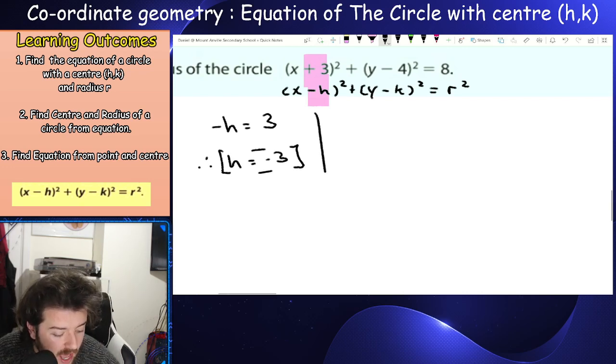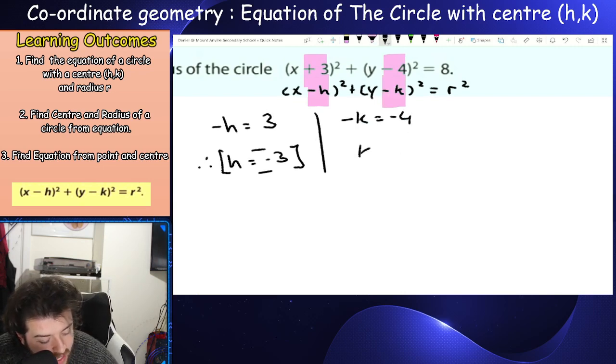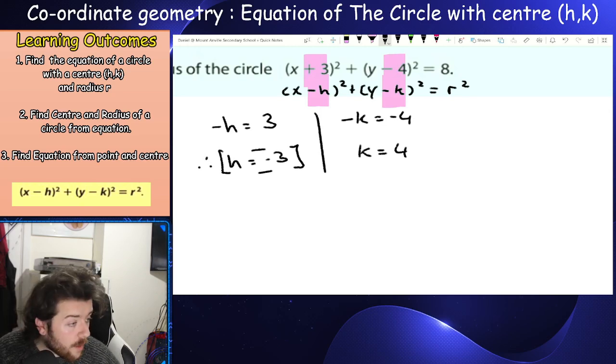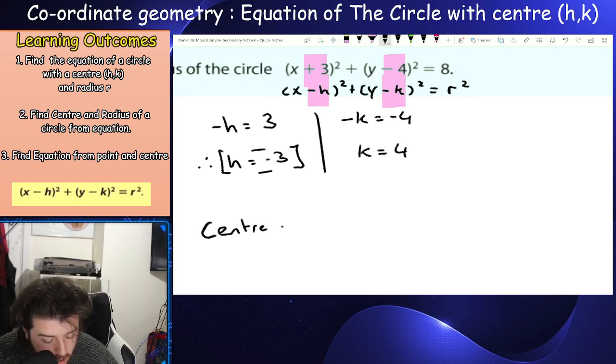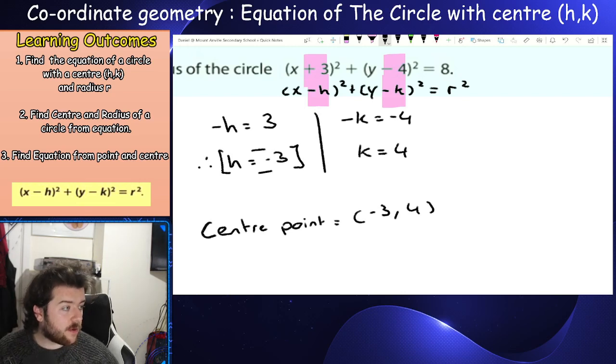Let's move on to my k. So I have minus 4 is equal to minus k. So minus k equals minus 4. k is just going to equal 4. So therefore, my center point is going to equal (−3, 4). Right, because my center point is (h, k). Then finally, let's look at the radius.